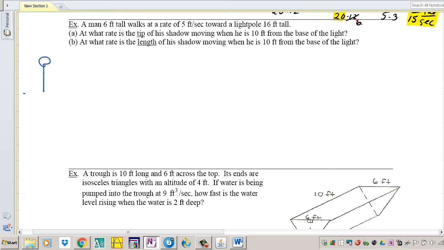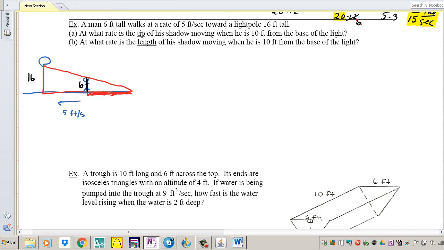Here's a light pole, and here's a 6-foot man walking towards it at a rate of 5 feet per second. Now, when light shines upon this man, we have this triangle here. This part of the triangle that I'm bolding here would represent his shadow. So let's go ahead and label the dimensions of this pole. 16. This man here is 6.